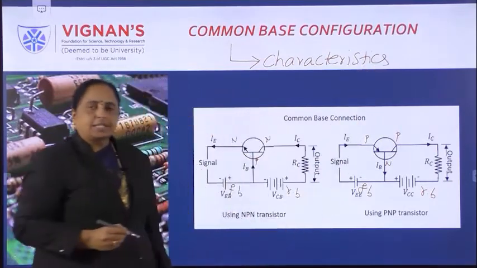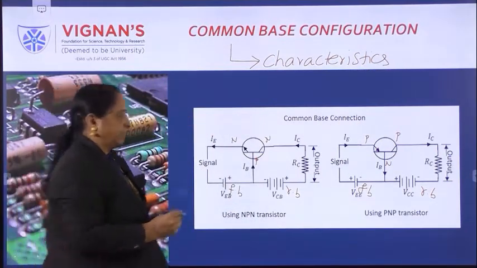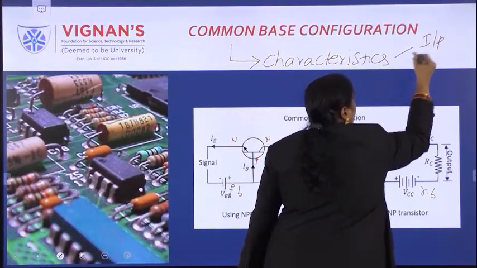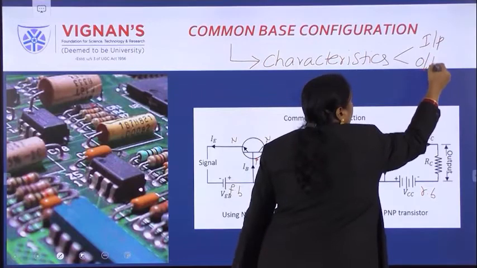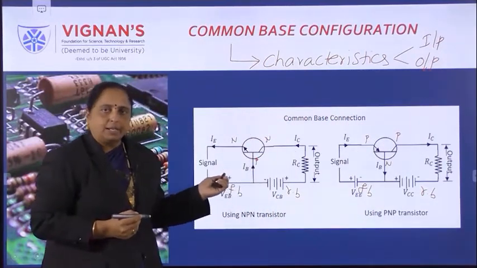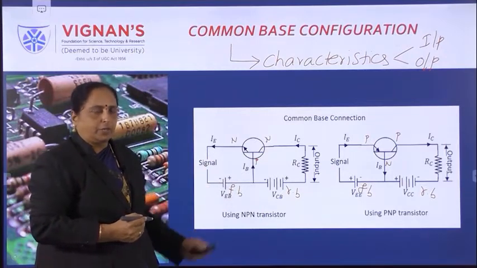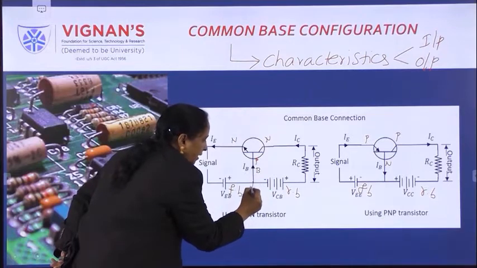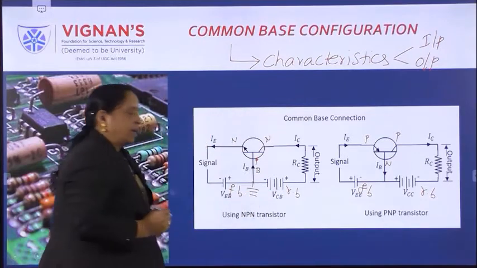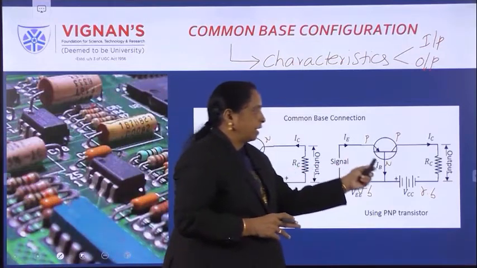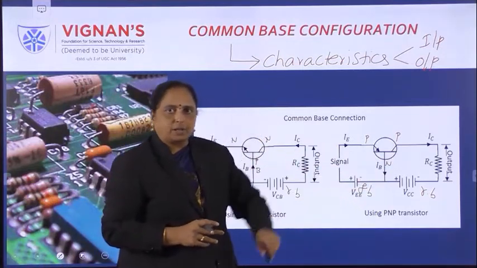So the characteristics are mainly divided into two types. One characteristic is towards the input side, another one is towards the output side. So input is what? For example, if you take this NPN transistor under common base configuration, common base means this is a base terminal. Here the base is grounded, or it may be common to any supply. It has two meanings.